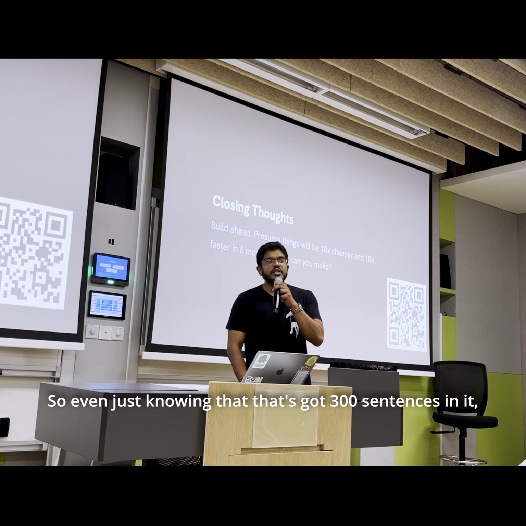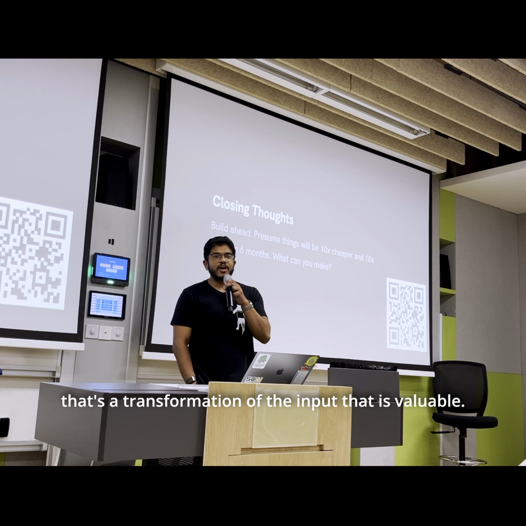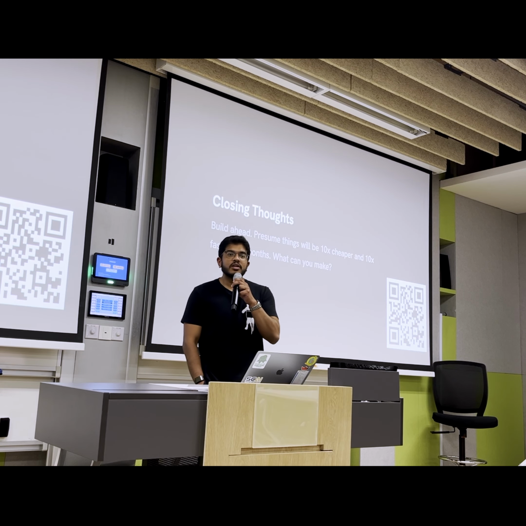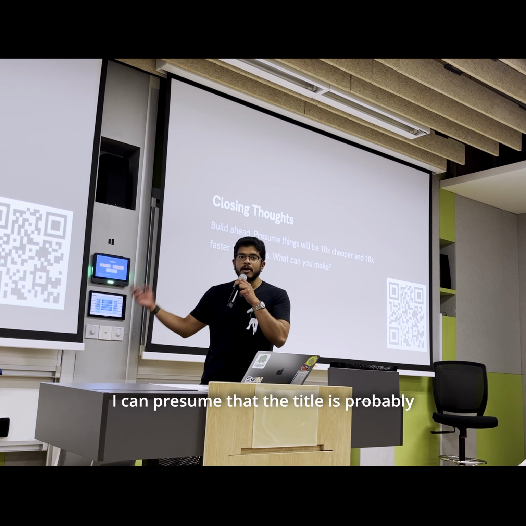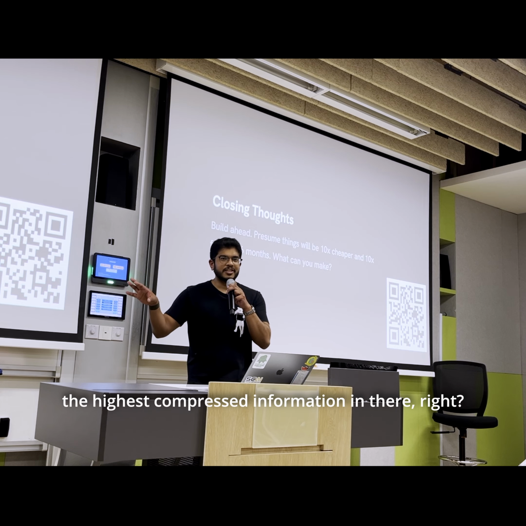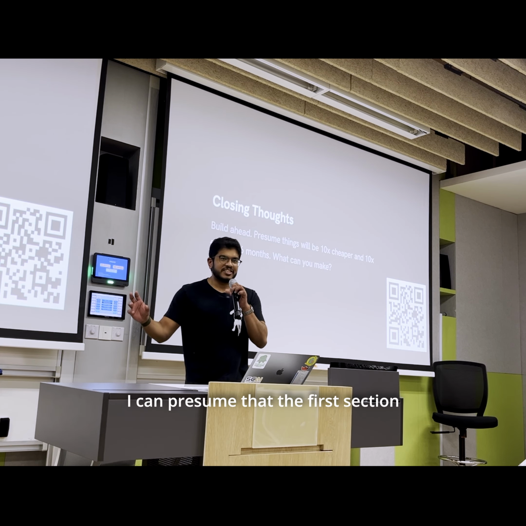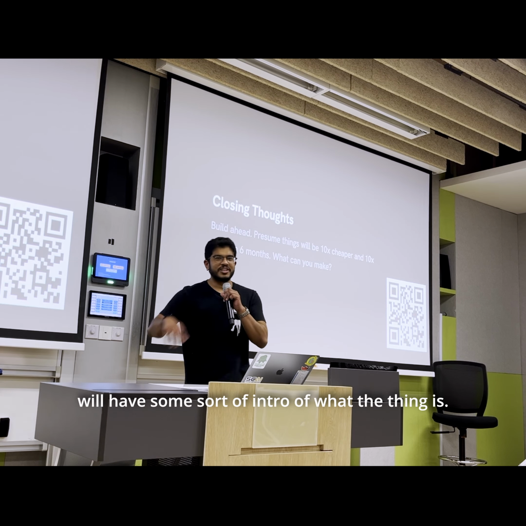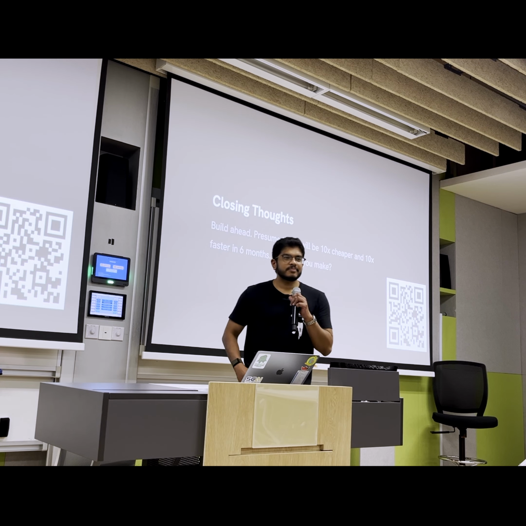So even just knowing that it's got 300 sentences in it, that's a transformation of the input that is valuable, super valuable, right? Because we can make assumptions already, right? If I give you a document that someone's written, I can presume that the title is probably the highest compressed information in there, right? That is a good enough thing. I can presume that the first section will have some sort of intro of what the thing is, right? Those are all transformations. But yes, usually you use AI.